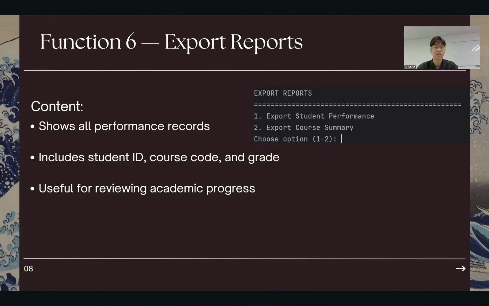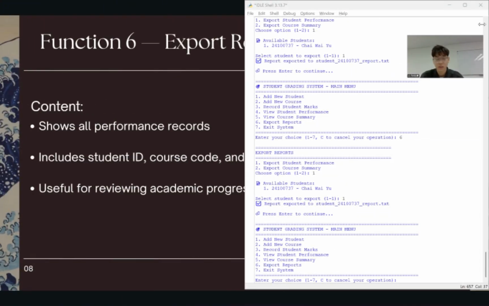Hi, my name is Seng Chen, and now I will be talking about function 6, which is export reports. What is the function of this? It shows the performance of students, which includes their student ID, course code, and their grade. This function is useful for reviewing their academic progress. Okay, now I'll demonstrate how it works.